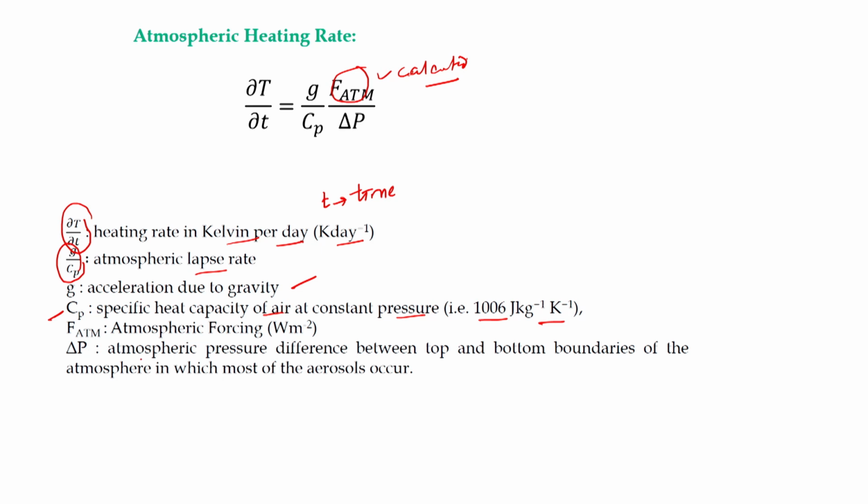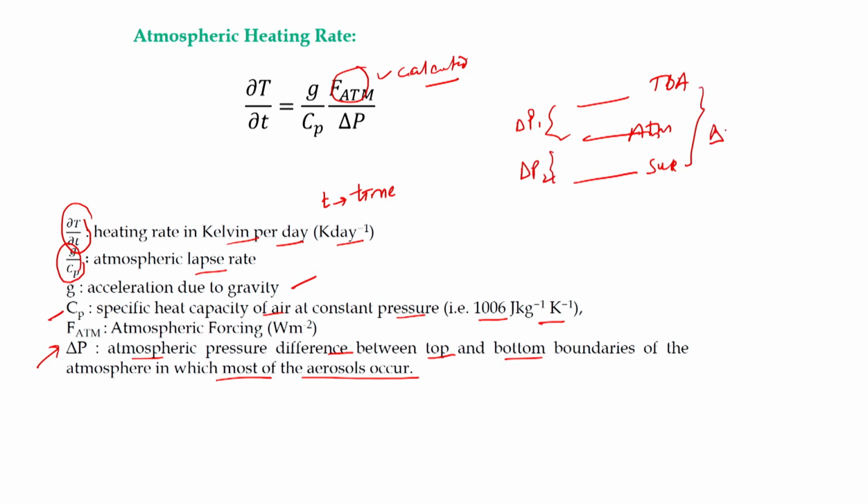Okay, and delta P is the atmospheric pressure difference between the top and bottom boundaries of the atmosphere in which most of the aerosols occur. So you have to calculate that. For example, if you are calculating for the top of the atmosphere, then you have the atmosphere, or you have the surface. So if you are calculating delta P, you can have delta P1, or delta P2, or delta P3. Whatever you are calculating, you can see the difference in the pressure, and then you can calculate the atmospheric heating rate.